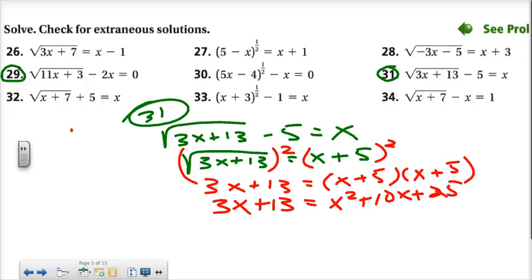And realize that, again, we need to get all of this over on one side because it's going to be a quadratic. So I have to subtract 3x from both sides. That'll give me a 7x. And then subtract a 13 from both sides. That will leave me with 12.